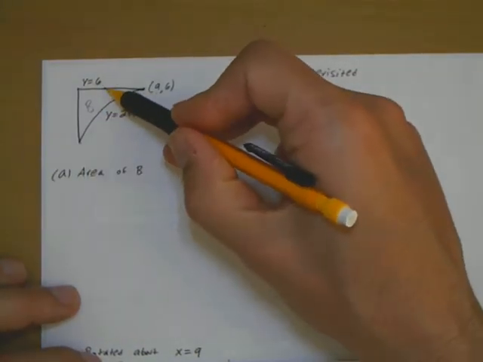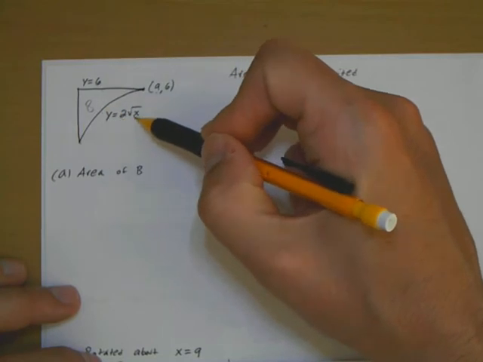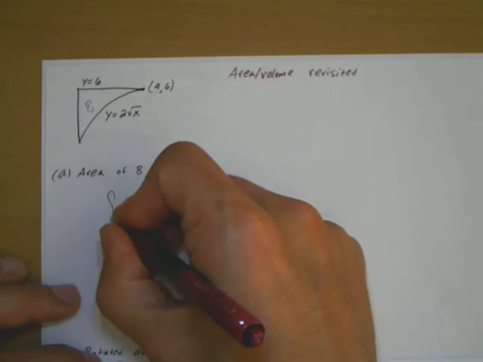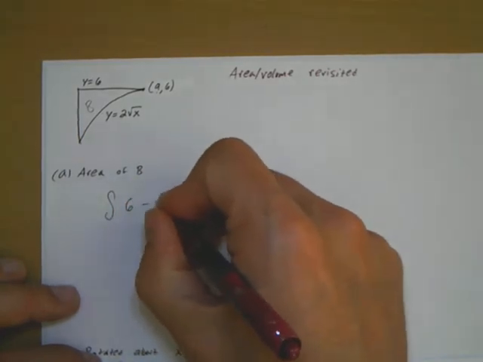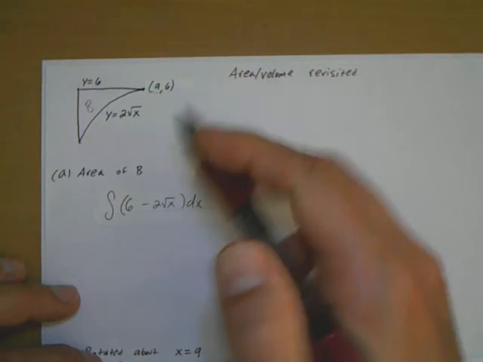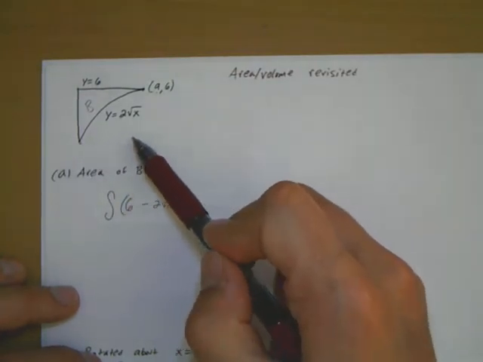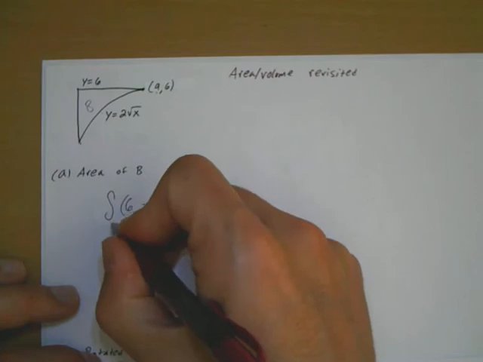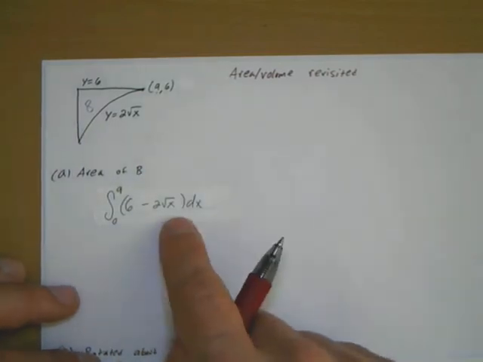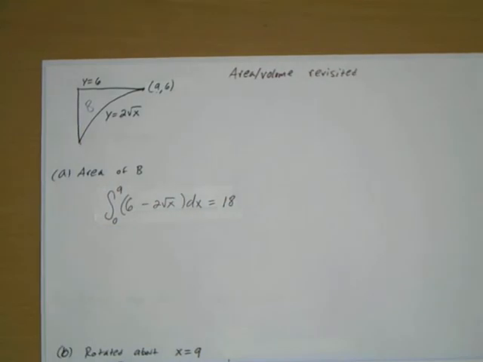In this case, the top curve is going to be 6. The bottom curve is going to be 2 square root of x. So the area is just going to be the top minus the bottom. So it's going to be 6 minus 2 square root of x with respect to x. The limits of integration go from 0 all the way to the x coordinate, which is 9. It's going to be the integral from 0 to 9. You punch this up on your calculator and you end up with 18 as your answer.